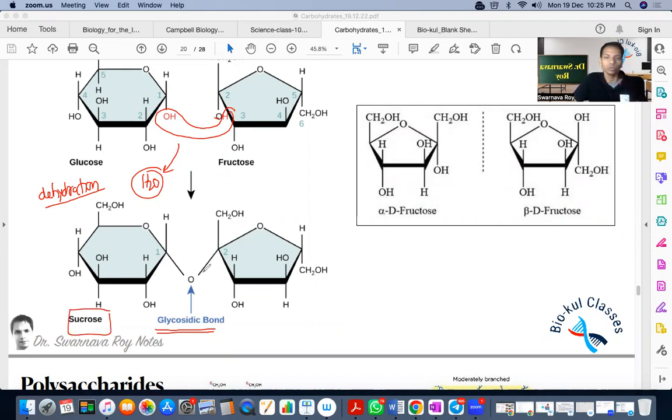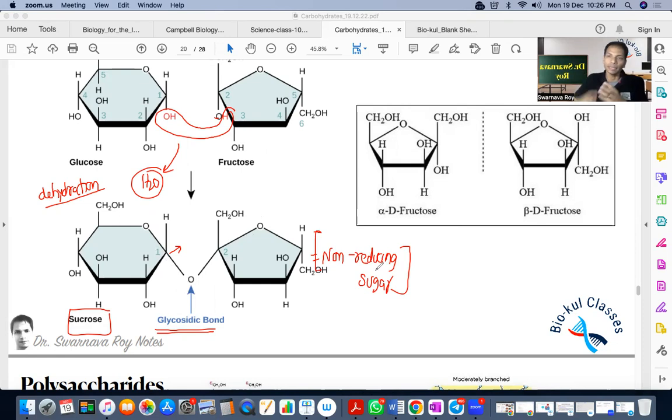Again, sucrose is a non-reducing sugar because, look here, this is carbon number 1, which is the anomeric carbon. And in fructose, this is carbon number 2, the anomeric carbon. It is in bond formation. It is forming the glycosidic bond. So this is a non-reducing sugar. Okay, so this is how disaccharides are formed.